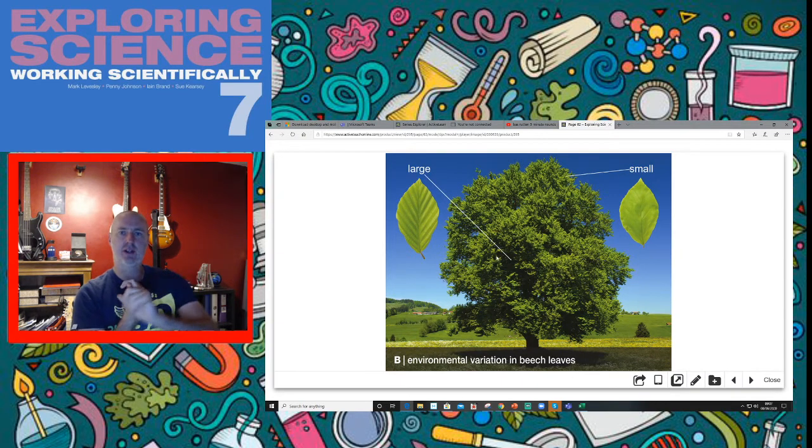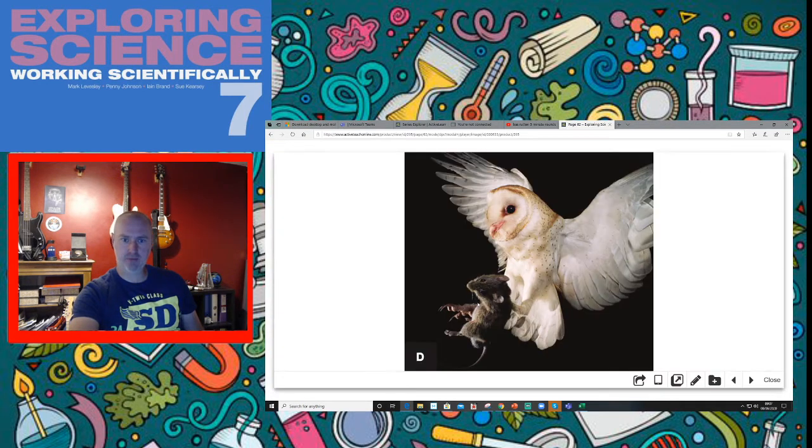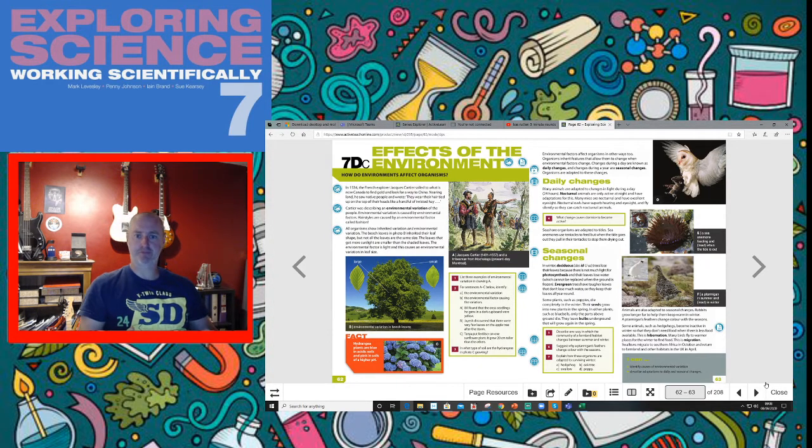For the tree, we talked about light, we talked about water, or maybe even nutrients in the soil. For the owl, we've talked about food like mice. And what is the difference between those factors? Well, mice are alive, but sunlight and water are not alive. This means that these factors that are influencing our tree or our owl, we can split into two different groups. We can split them into biotic factors, which are things that are alive, and abiotic factors, which are things that are not alive.